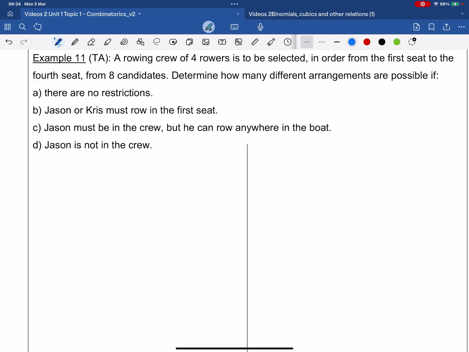This one's tech active, so we can use our calculators. A rowing crew of 4 rowers is to be selected in order from the first seat to the 4th seat from 8 candidates. Now, as soon as they're telling me in order, they're telling me order matters. So I've got a permutation.